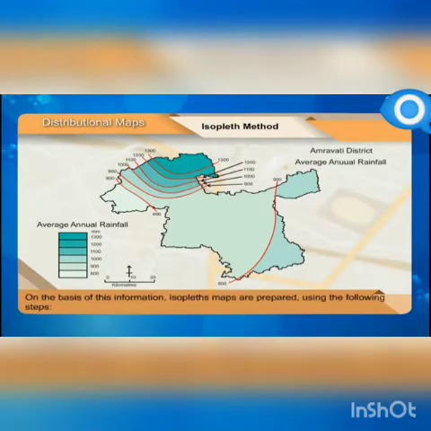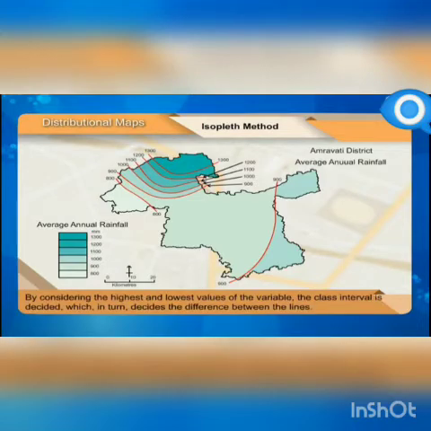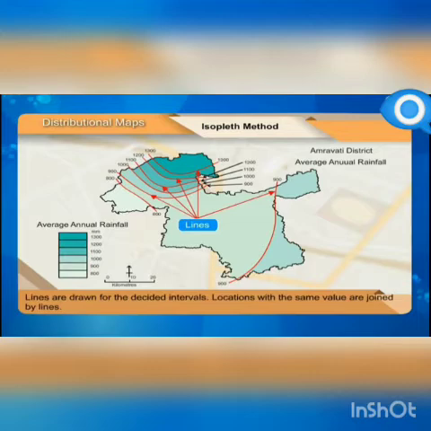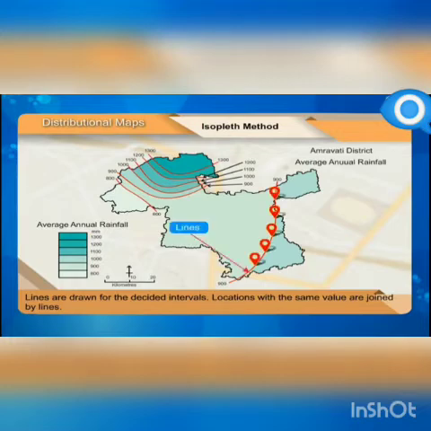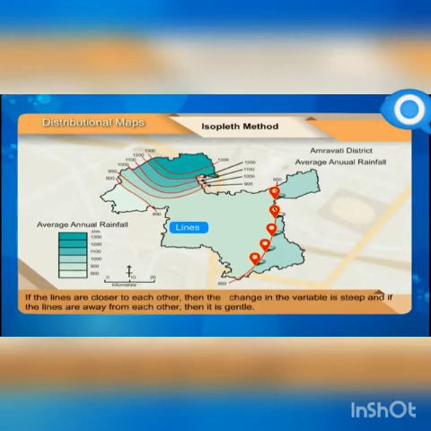On the lines, the values are given: 1300, 1200, 900 meters, and even the color changes. 1300 is representing the highest rainfall, 1300 mm. The lowest is 800 mm. And the areas touching the same line show they have common values, meaning the rainfall is the same over there. Here the locations have the same value of rain, 800.